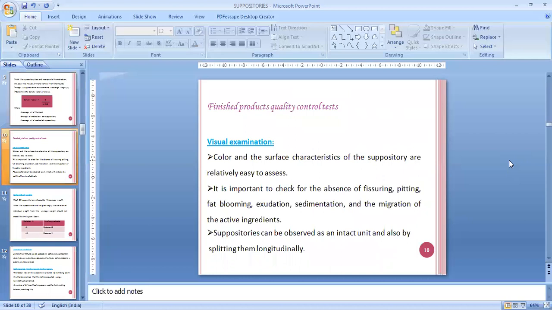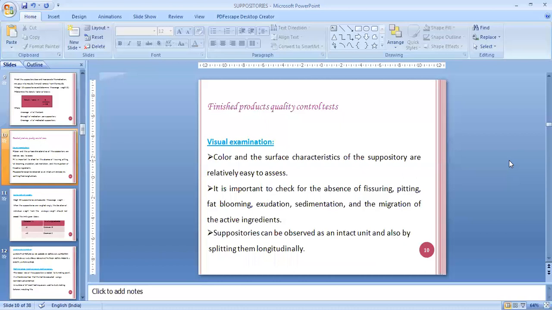So, finished products quality control test. Those are the four which come under the in-process quality control test. So now let us look into finished products quality control tests. Here also we have the visual examination test, that means the color and the surface characteristics of the suppositories. They are all relatively easy to assess.